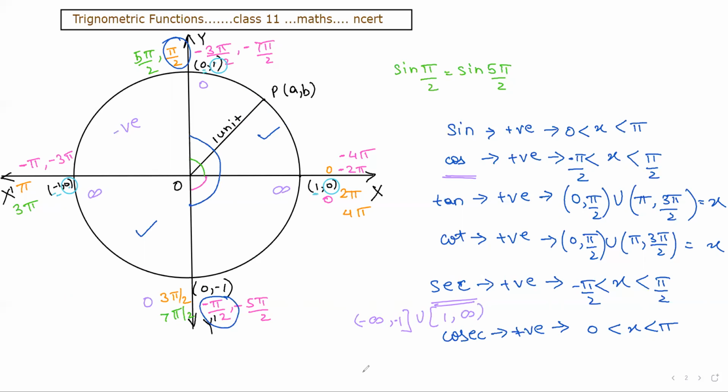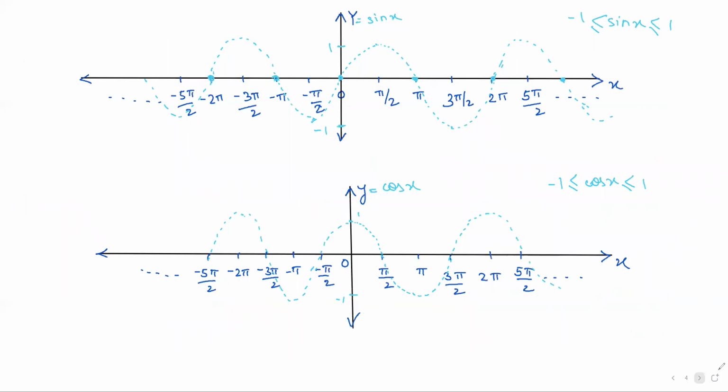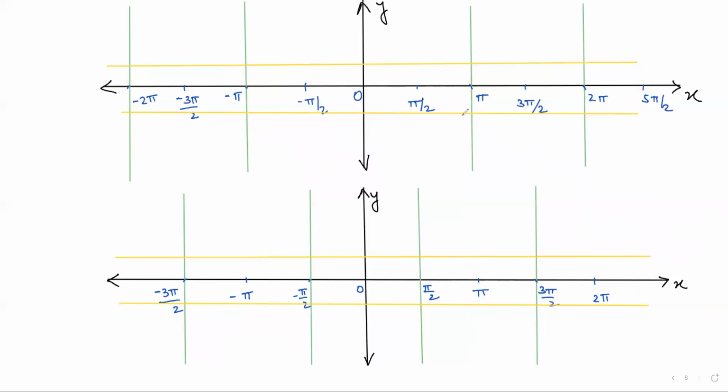That means your y value will never hold any value between 1 and minus 1. We have considered these 2 points as 1 and minus 1, because the range for sec and cosec both are same. So this is sec and this is cosec. Let's consider the other way around because I've drawn it in a different fashion. So this is your cosec and this is your sec.